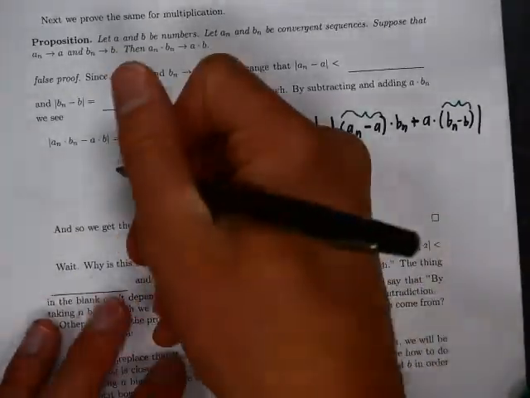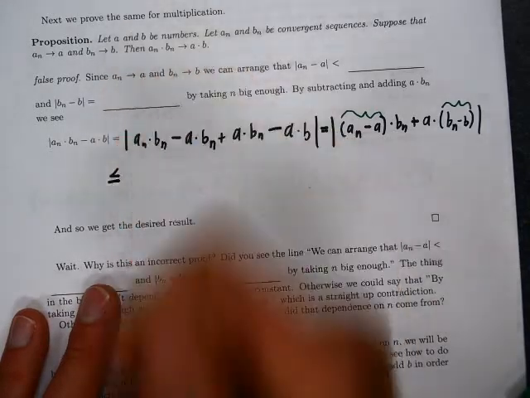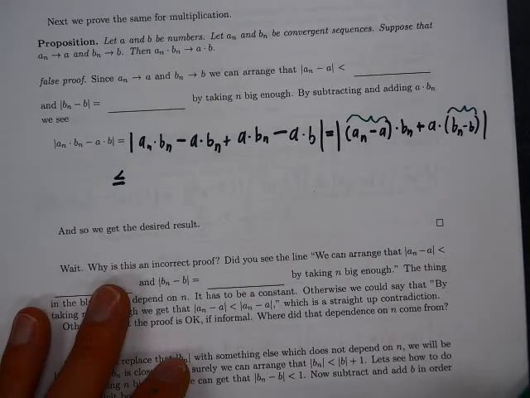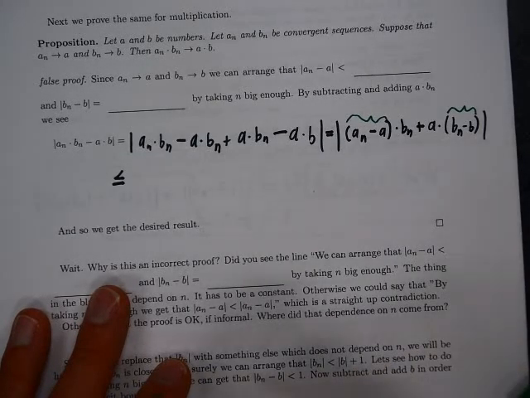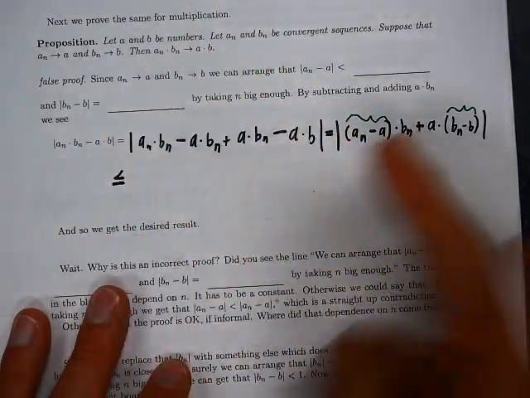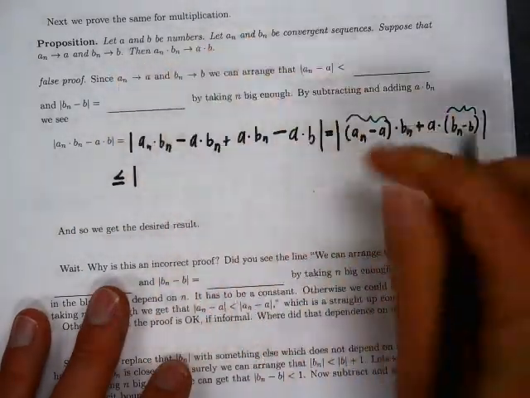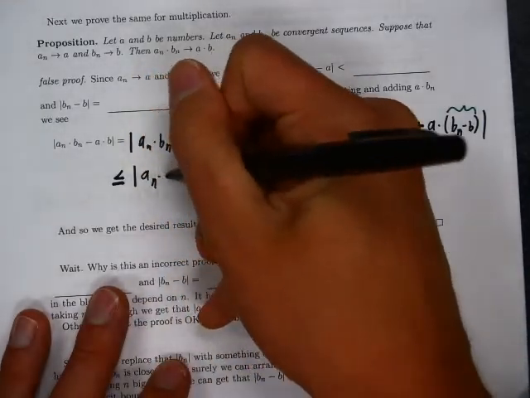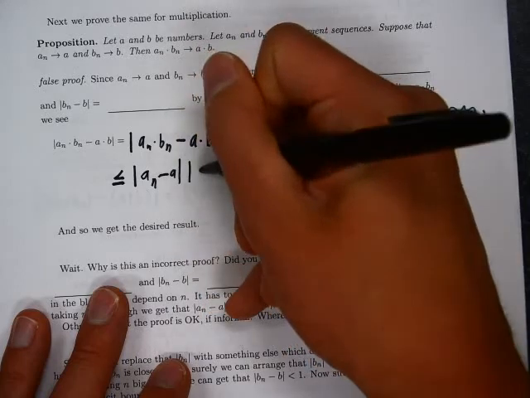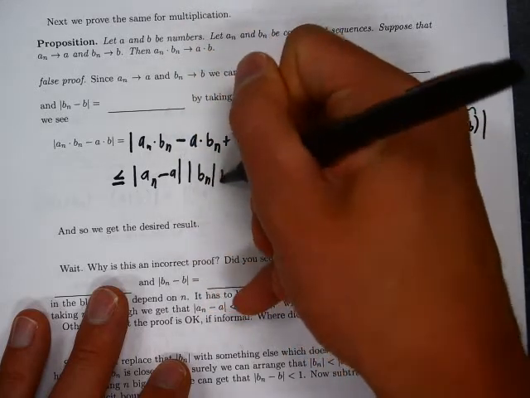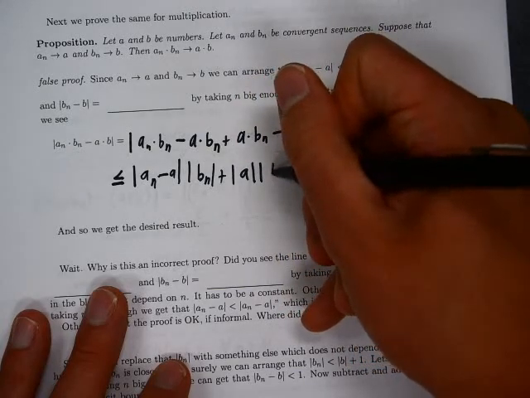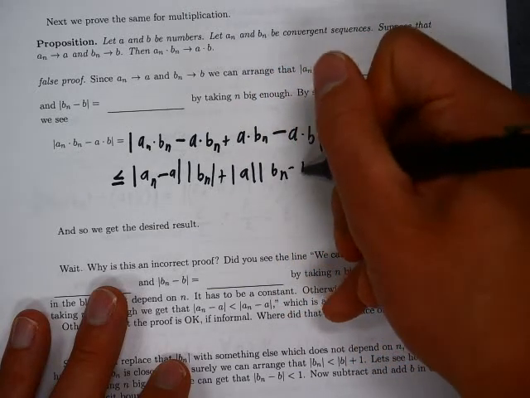But let's just continue writing it. Again, as a reminder, this is going to be a false proof regardless. See if you can spot when something false happens. So let's use the triangle inequality. That's less than or equal to, and also distribute some absolute value bars. Absolute value behaves nicely under multiplication. A sub n minus A times absolute B sub n plus absolute A times absolute B sub n minus B.